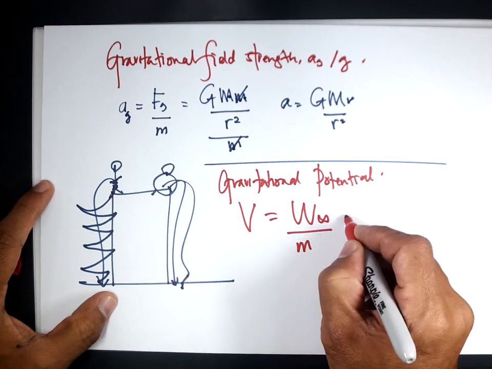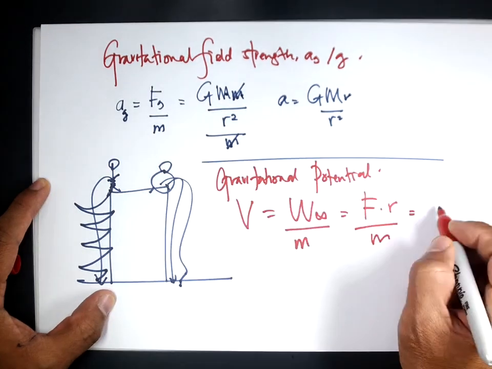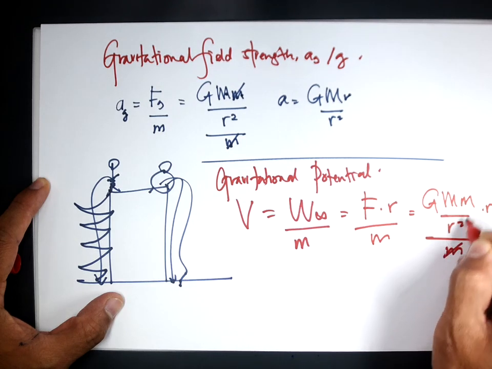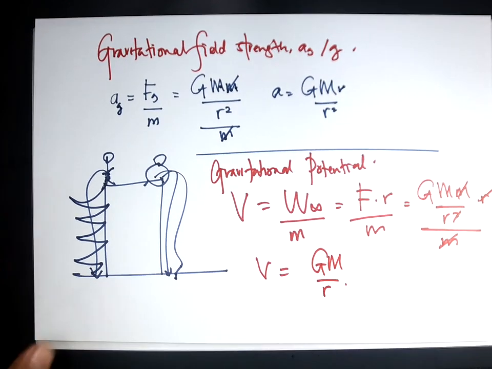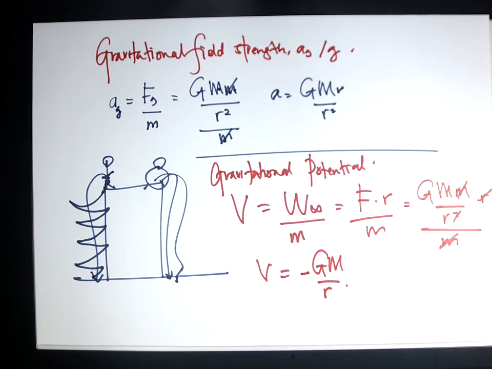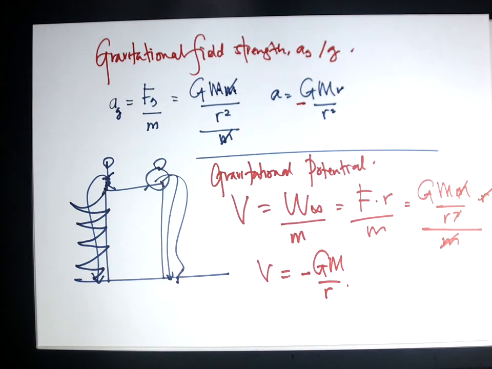Okay, so we know work is F dot R over M. F is this F, G M M over R square, dot R over M. So V equal to G M over R. Okay, in some books, they put it negative over here. Because work done from very far to bring it. You bring it, you buat kerja. And then this is gravity. Setengah buku pun over here ada negative, because gravity always downwards. That's why we do have negative. But it's just direction.